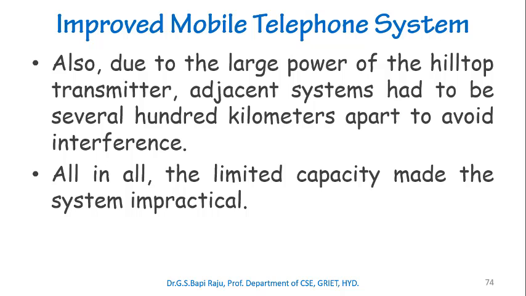Also, due to the large power of the hilltop transmitter, adjacent systems had to be 100 kilometers apart to avoid interference, because it's covering almost 100 kilometers. So they're very powerful transmitters. That transmission might cause interference to the nearest other devices. All in all, the limited capacity made the system impractical.